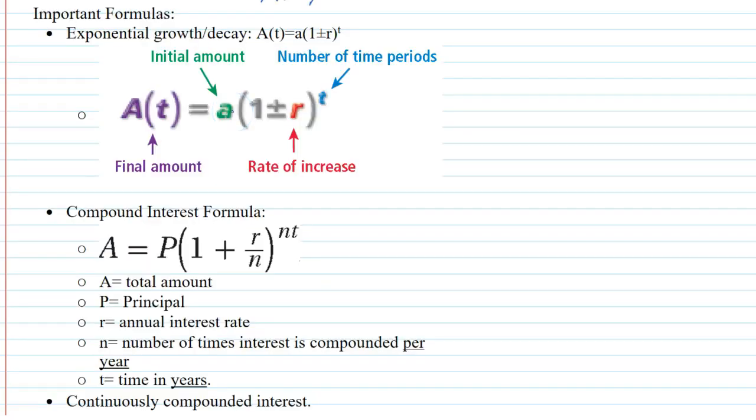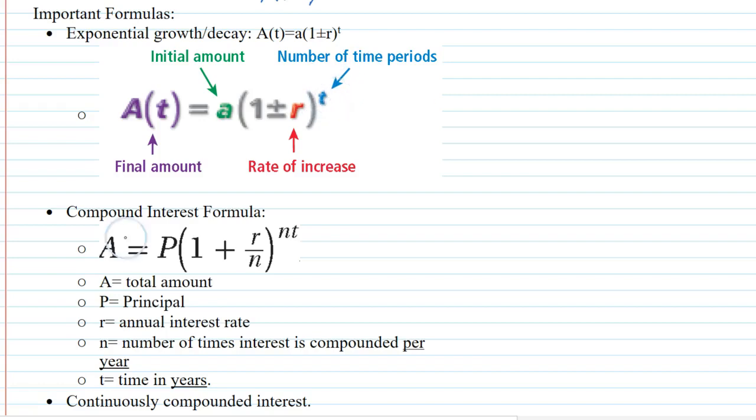Now there's several important formulas related to exponential growth and decay. This is the basic formula where you have the final amount, the initial amount, and then you have one plus or minus your increase or decrease. If you're growing, exponential growth, then it's going to be plus your rate of increase. If you're decreasing, something's getting smaller, exponential decay, then you're going to be subtracting. And then the t always stands for time, the number of time periods.